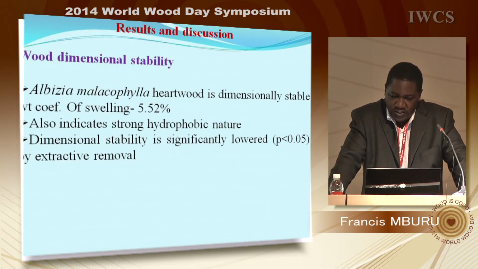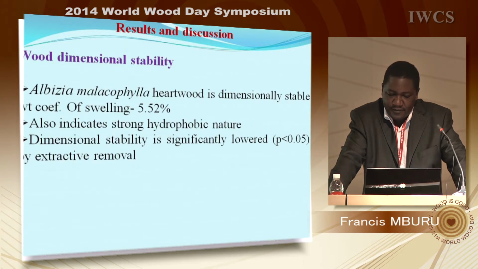My results showed that Albizia maracophylla heartwood is dimensionally stable with a coefficient of swelling in the range of 5.5%. It also indicates a strong hydrophobic nature. It doesn't like to absorb water, that is. And dimensional stability was significantly lowered by removing extractives.